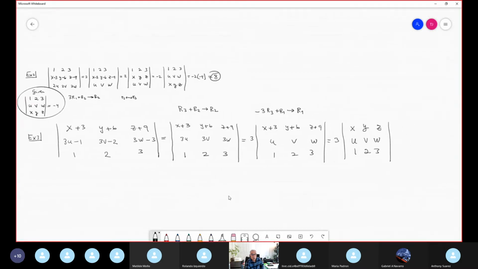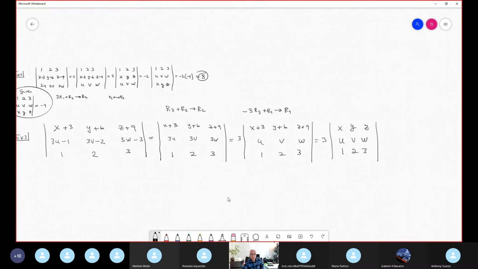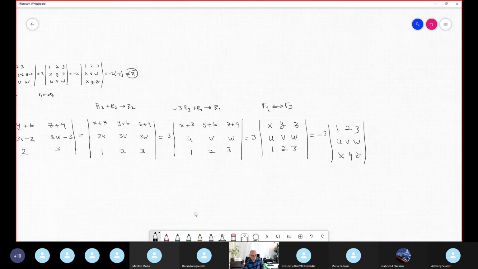It looks similar, but no. We need to swap row 1 and row 3. I know that when you swap, you change the sign, so it's negative 3. Now it's 1, 2, 3; u, v, w; and x, y, z. I know very well that the answer of this is negative 4, and negative 4 times negative 3 is positive 12. That's the answer. Get the idea?